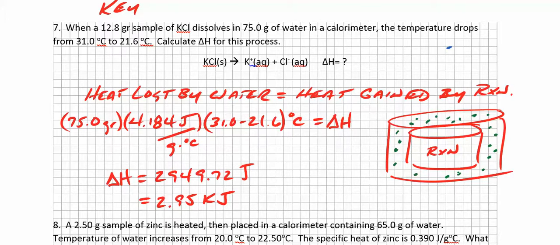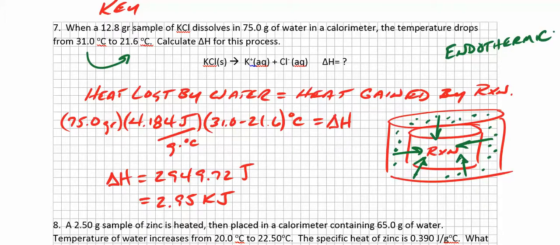I can tell that because of the surrounding water: when I look at the temperature change, we're going from 31 to 21.6 degrees Celsius. That tells me that energy is flowing from the water into the reaction vessel. The direction of energy flow is this way. The water surrounding the reaction is getting colder, which means the reaction is requiring energy to proceed. We call that an endothermic reaction, endothermic because it requires energy.